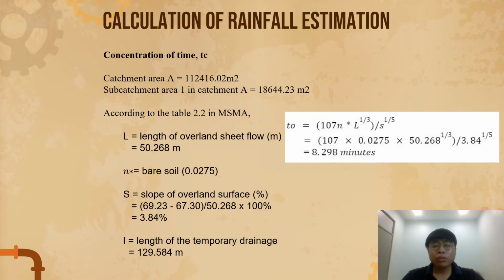Now we move on to the calculation of the rainfall estimation, the example. So we need to know the time of concentration TC, and we need to have the T0 data. So how to get T0? We need to have L, the length of the overland sheet flow, and N, which equals the best slope, and S equals the slope of the overland surface. The length of the overland sheet flow and the slope we can get from the plan layout and we analyze it. So we substitute all the values of these 3 inside, so we get 8.298 minutes for T0.